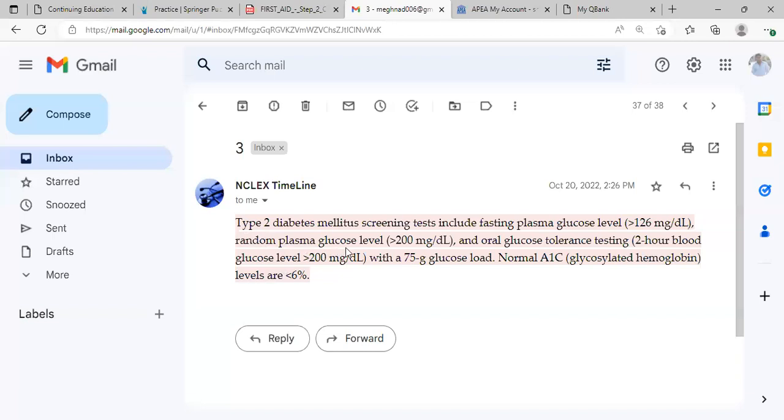Random glucose level: if it is more than 200, random means you had breakfast, lunch, or dinner, or you ate something during the day and then went for the blood glucose test. If it is more than 200, it indicates diabetes. What about fasting? You do not take any food, any breakfast, anything. It is supposed to be more than 120 milligrams per dL. Then we can say this patient has diabetes.